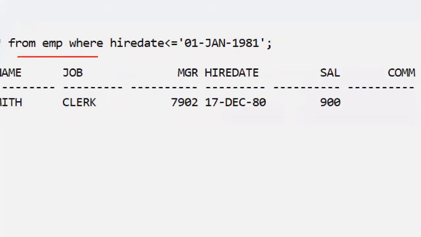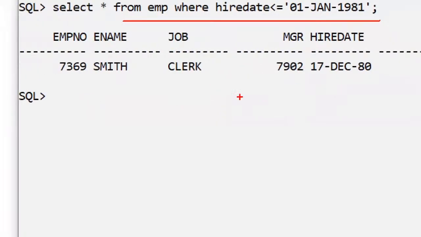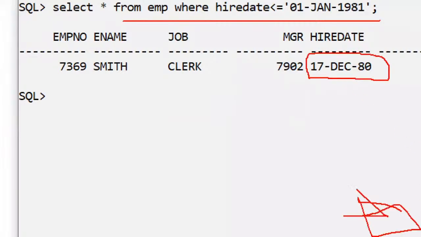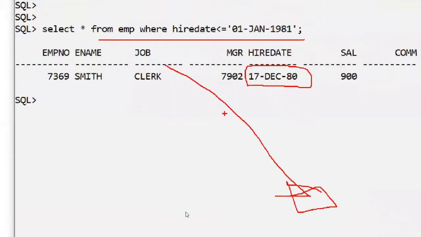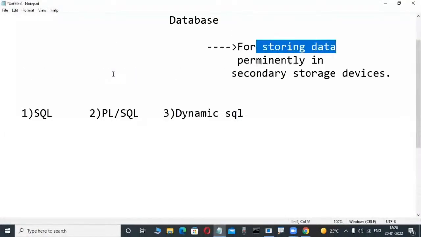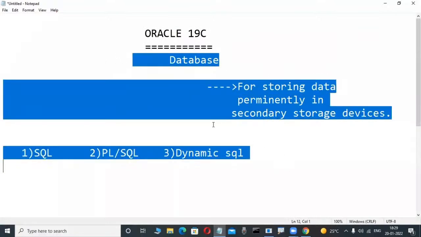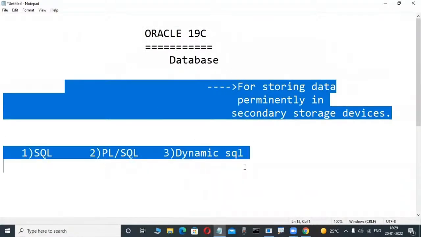With a single line of code, the employees from before 1980 or 1981 are automatically retrieved from the database. That is why efficient data retrieval is most powerful. How do you achieve it? It is possible only through these databases and these languages.